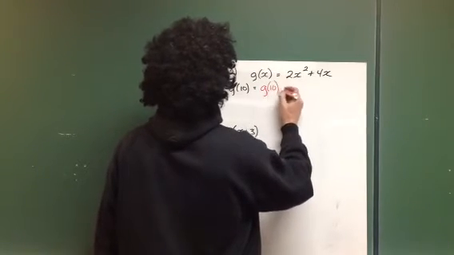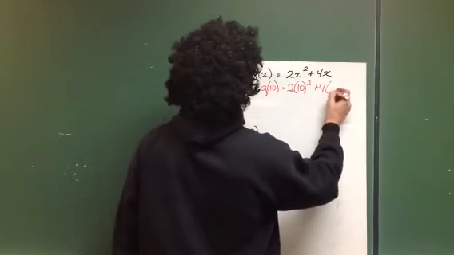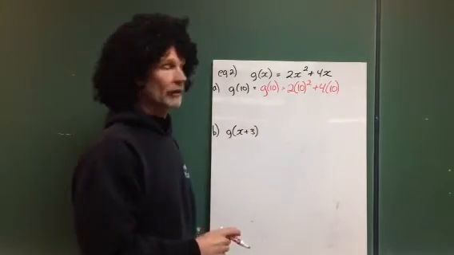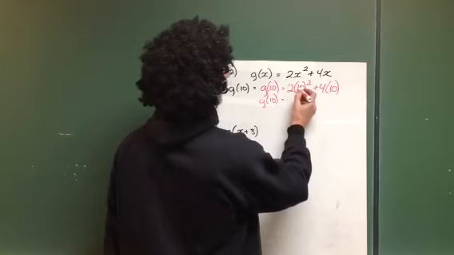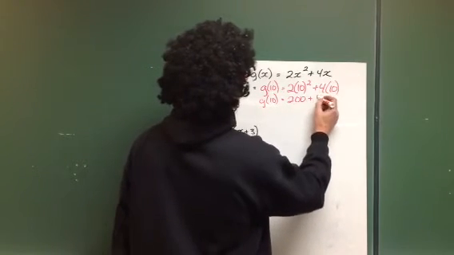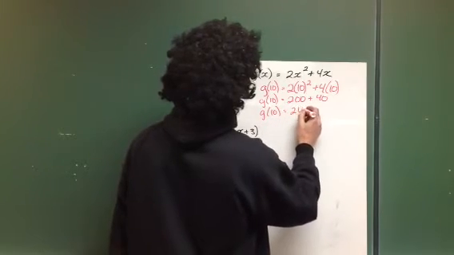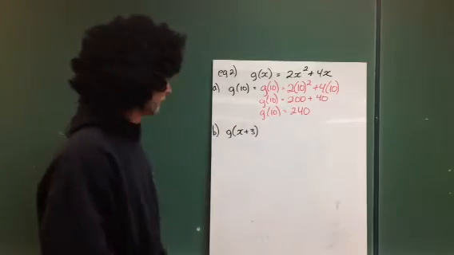So g of 10 equals 2 times 10 squared plus 4 times 10. Notice the x's are all replaced with an input value of 10. So g of 10 equals 2 times 10 squared, that's 2 times 100 is 200, plus 4 times 10 is 40. So g of 10 equals 240. So the input was 10, the output is 240.